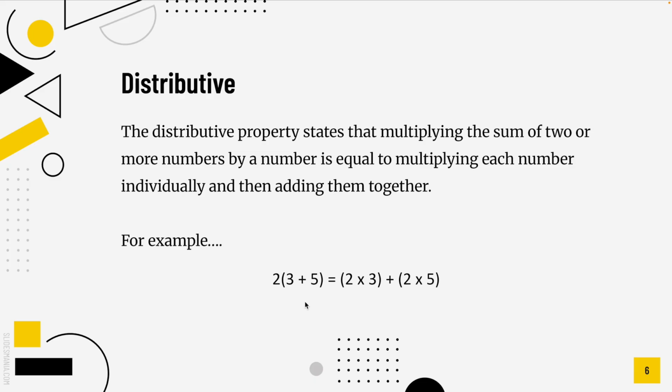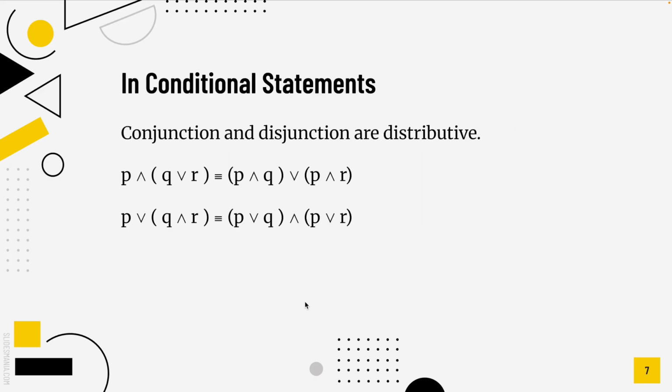That's the distributive property. In terms of conditional statements, conjunction and disjunction are distributive. So if I have P and Q or R, I can do P and Q or P and R. So the or would come in the center and the and would go to each letter: P and Q or P and R. Or if I have them switched around, P or Q and P or R. So the conjunction and disjunction are also distributive.